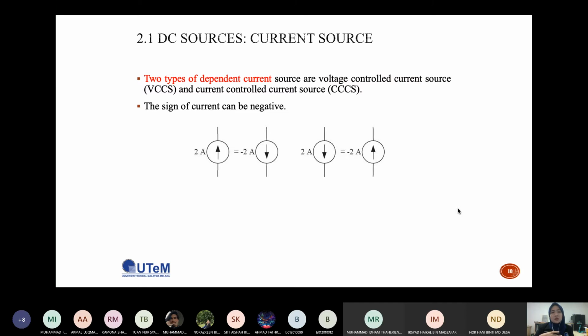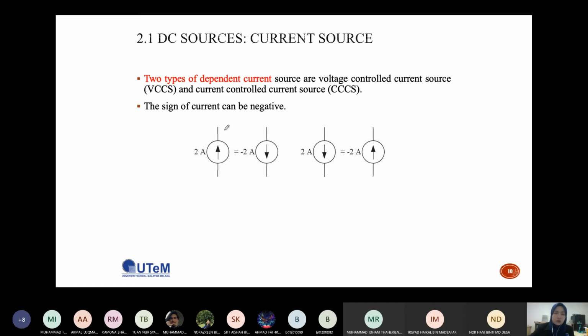Same as the voltage source, for the current you have positive magnitude and negative magnitude. There are two types of dependent current source. This one was already explained before. We have the voltage controlled current source, and we also have the current controlled current source. The one at the bottom here shows that a current source can be positive, and it can also be negative, depending on the current flow.